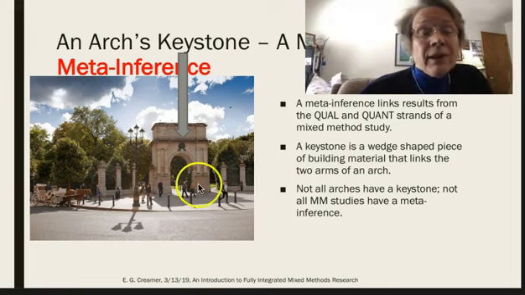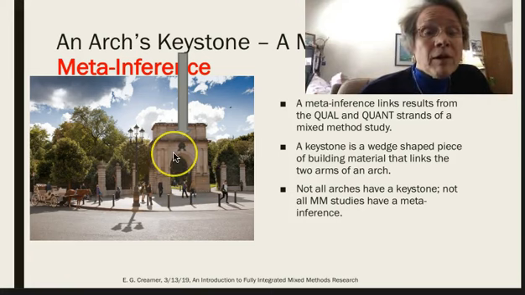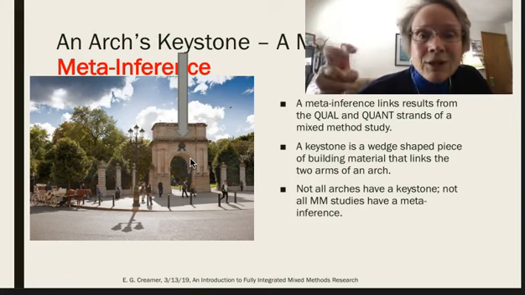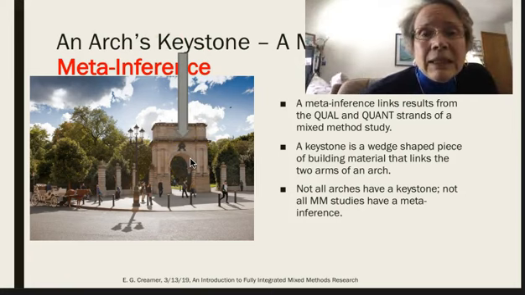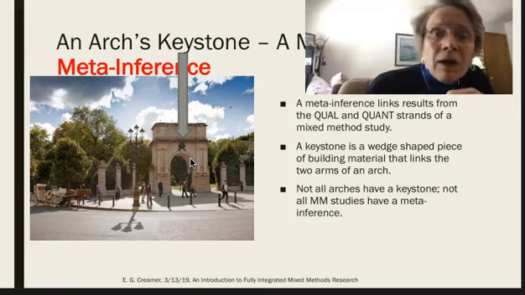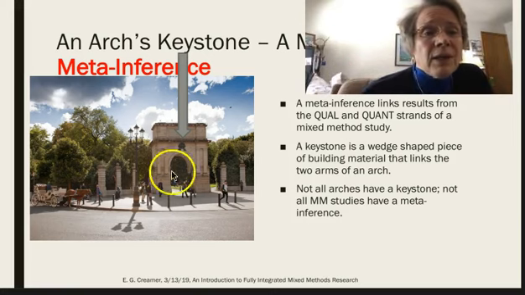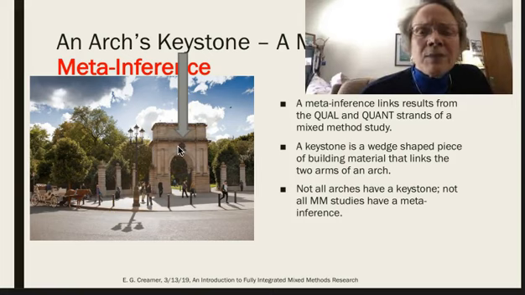And initially, I conceived this as one arm of the arch being the qualitative, another arm being the quantitative. And the thing that drops in at the end, traditionally it's viewed at the end, is a meta-inference that links or integrates those two. The meta-inference can also come from analysis. So the keystone is that last piece that drops in, which I think is a nice metaphor for a meta-inference.